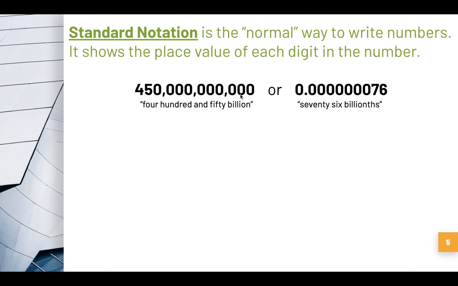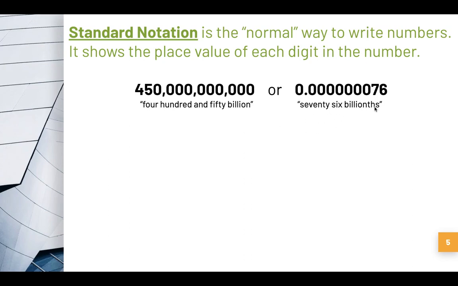So we have ones, tens, hundreds, thousands, 10,000s, 100,000s, millions, 10 millions, 100 millions, billions, 10 billions, 100 billions. So we'd say our number is 450 billion.